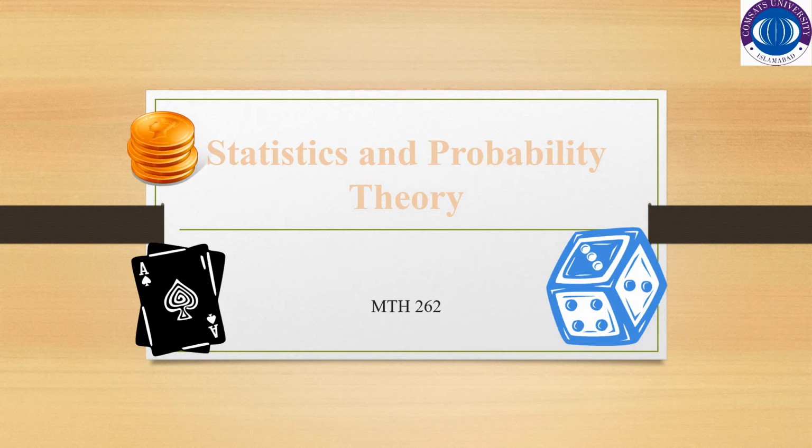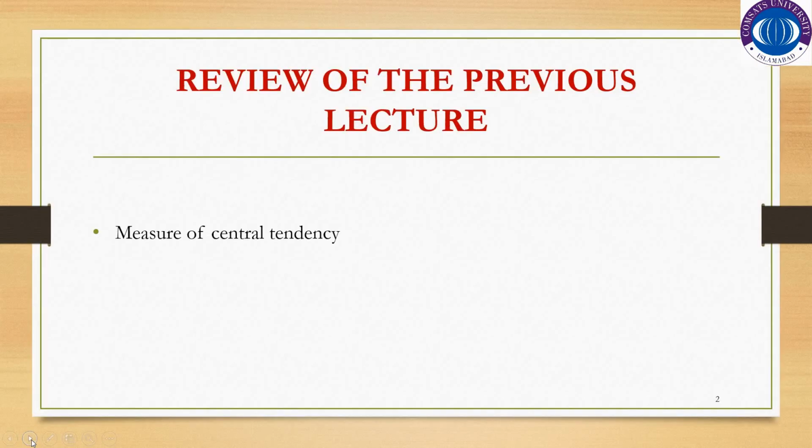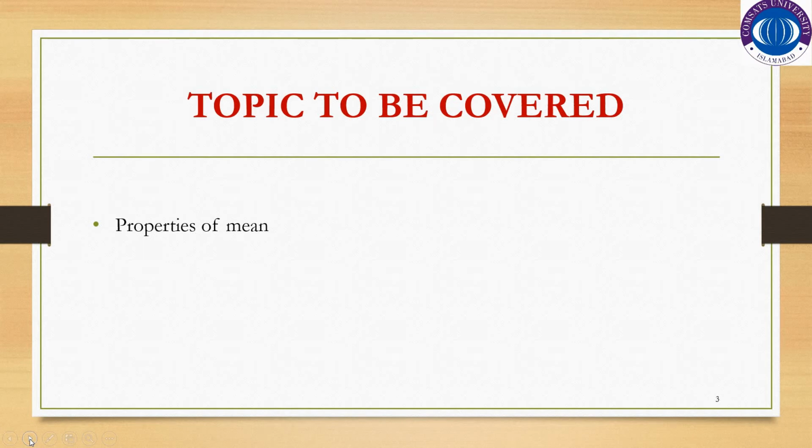Let's start the first part of our lecture. In the last lecture, we have studied measures of central tendency, both for grouped data and for ungrouped data. The measures of central tendency are mean, median, and mode. Mean is an average, median is a middle value, and mode is the most frequently occurring observation. Today, we will study the properties of mean.